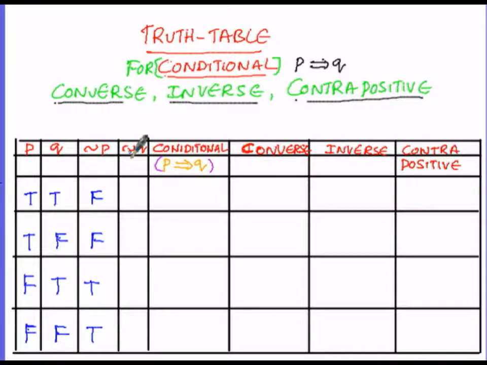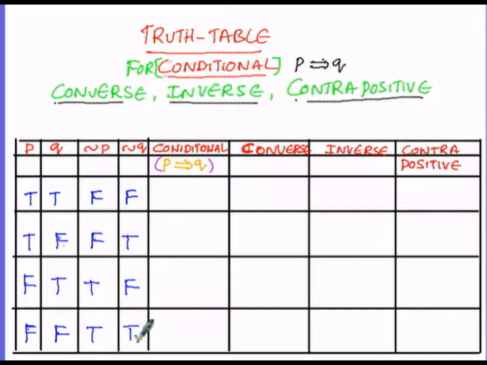Then now let us write the negation of statement Q. So here the truth values of Q are, one is true, so the negation will be false. The second truth value is false, then its negation will be true. Then the third, Q is true, then the negation will be false. Then the last one, the truth value of Q is false, then the negation will be true. So for TF we got FT.